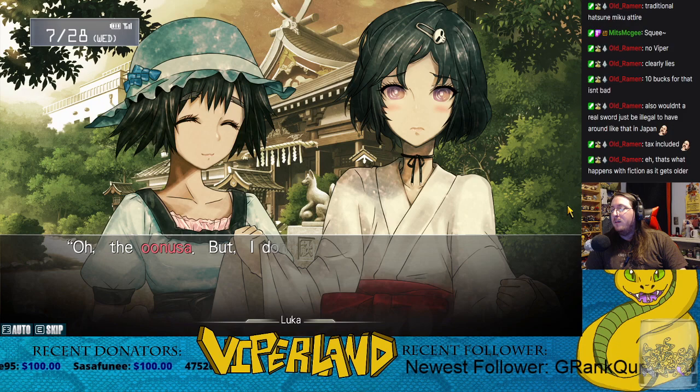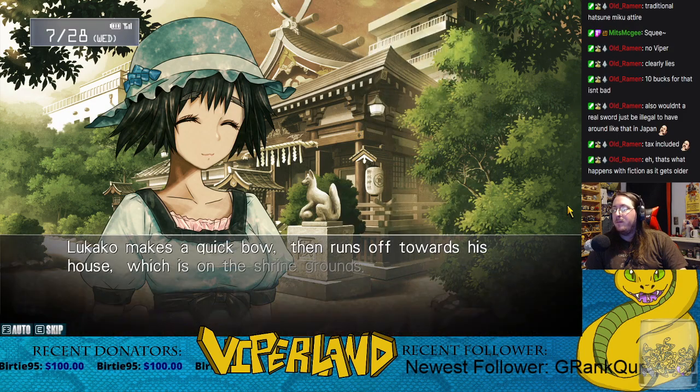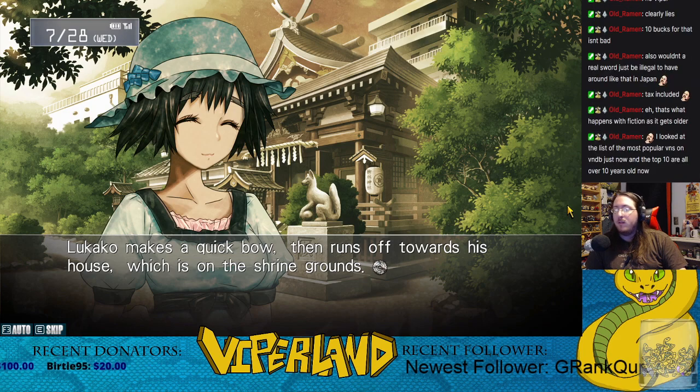Oh, the ōnusa. But I don't know if my father will lend it to me. I'll go ask him. Lukako makes a quick bow, then runs off towards the house, which is on the shrine grounds.